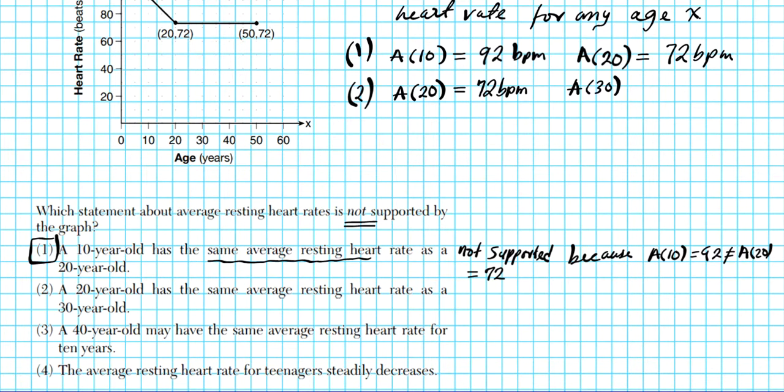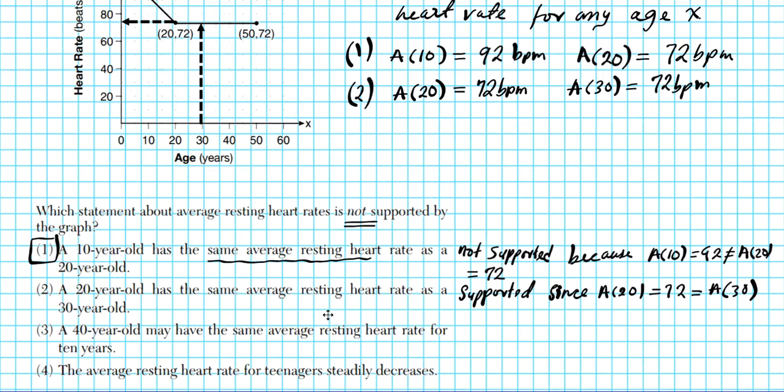A of 30 is the output when you input 30 into the graph. So this is 30 right here. It hits the same horizontal line. The output for this entire region from 20 to 50 is 72. So since 30 falls in that interval, A of 30 is 72 beats per minute. Okay, so this one is supported since A of 20, which is equal to 72, is the same thing as A of 30. Okay, so that's good. The next one should be supported also.